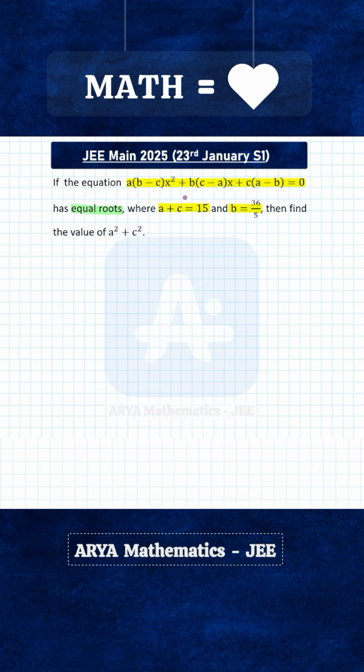But here you can see if you calculate the discriminant, that is b square minus 4 into a into c, it will become slightly complicated. So there is another interesting approach of attempting this problem.